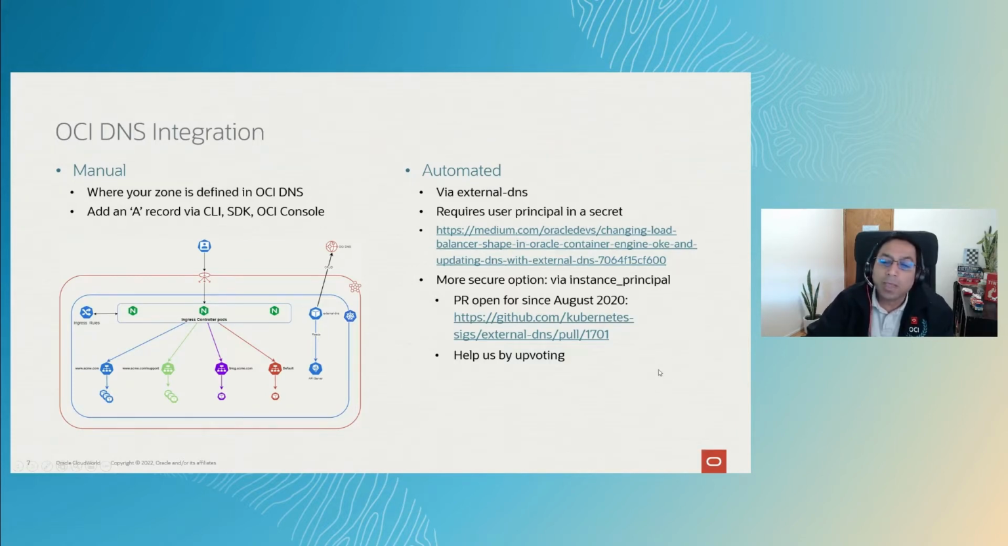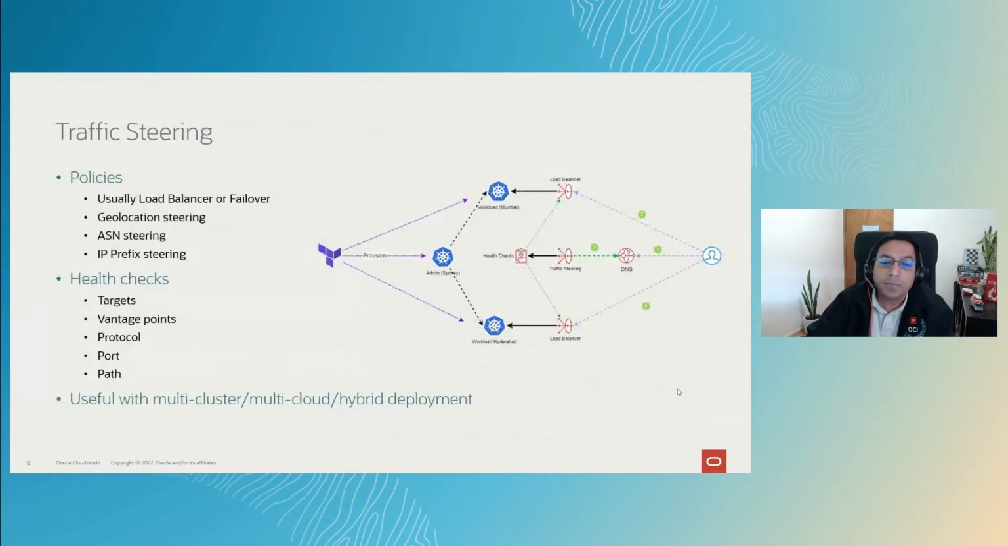We have a pull request open on External DNS for the last couple of years. Unfortunately, it has not been merged. Please help us by voting so we can get it merged, and this can improve the security posture of your Kubernetes, especially when you're integrating with OCI DNS.